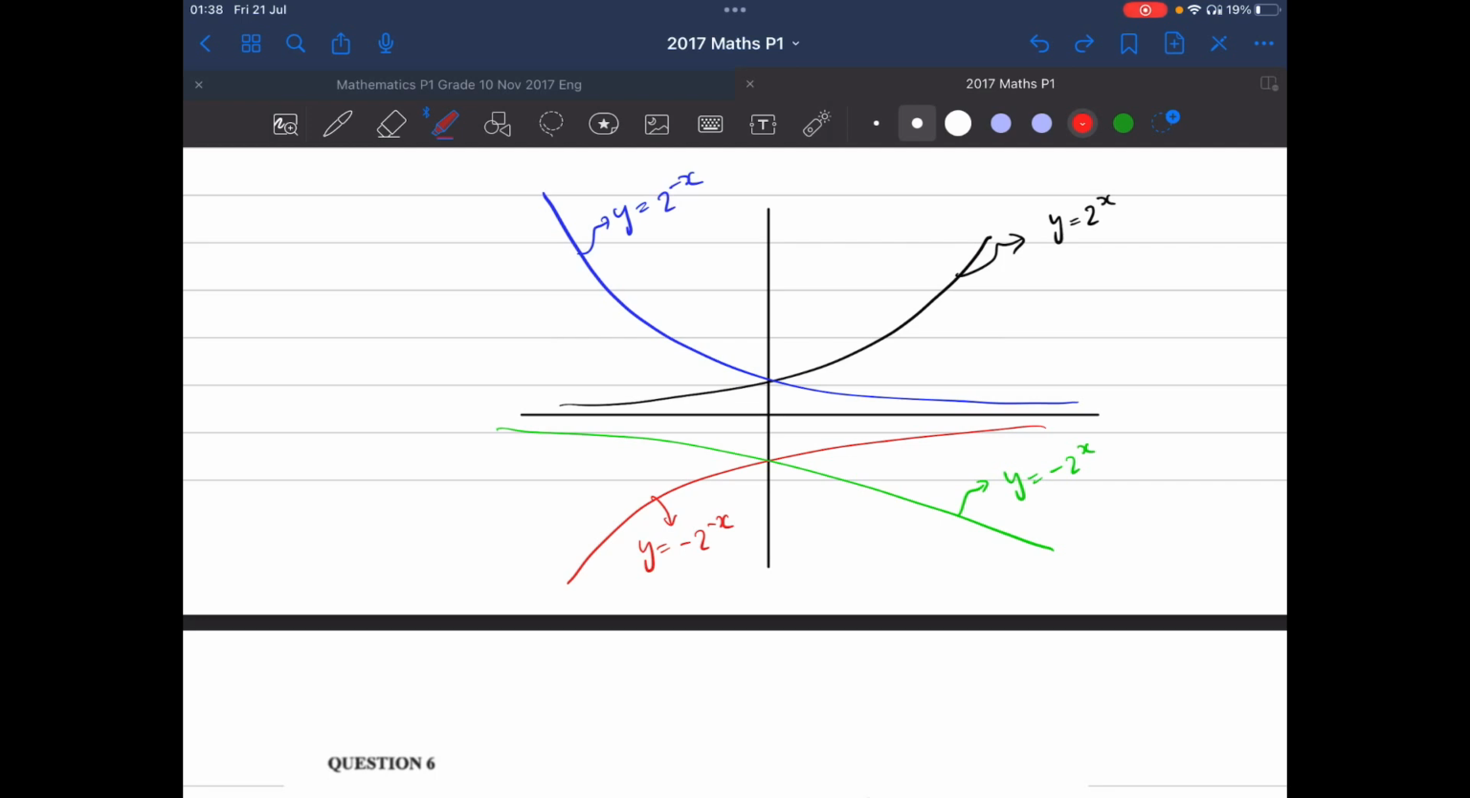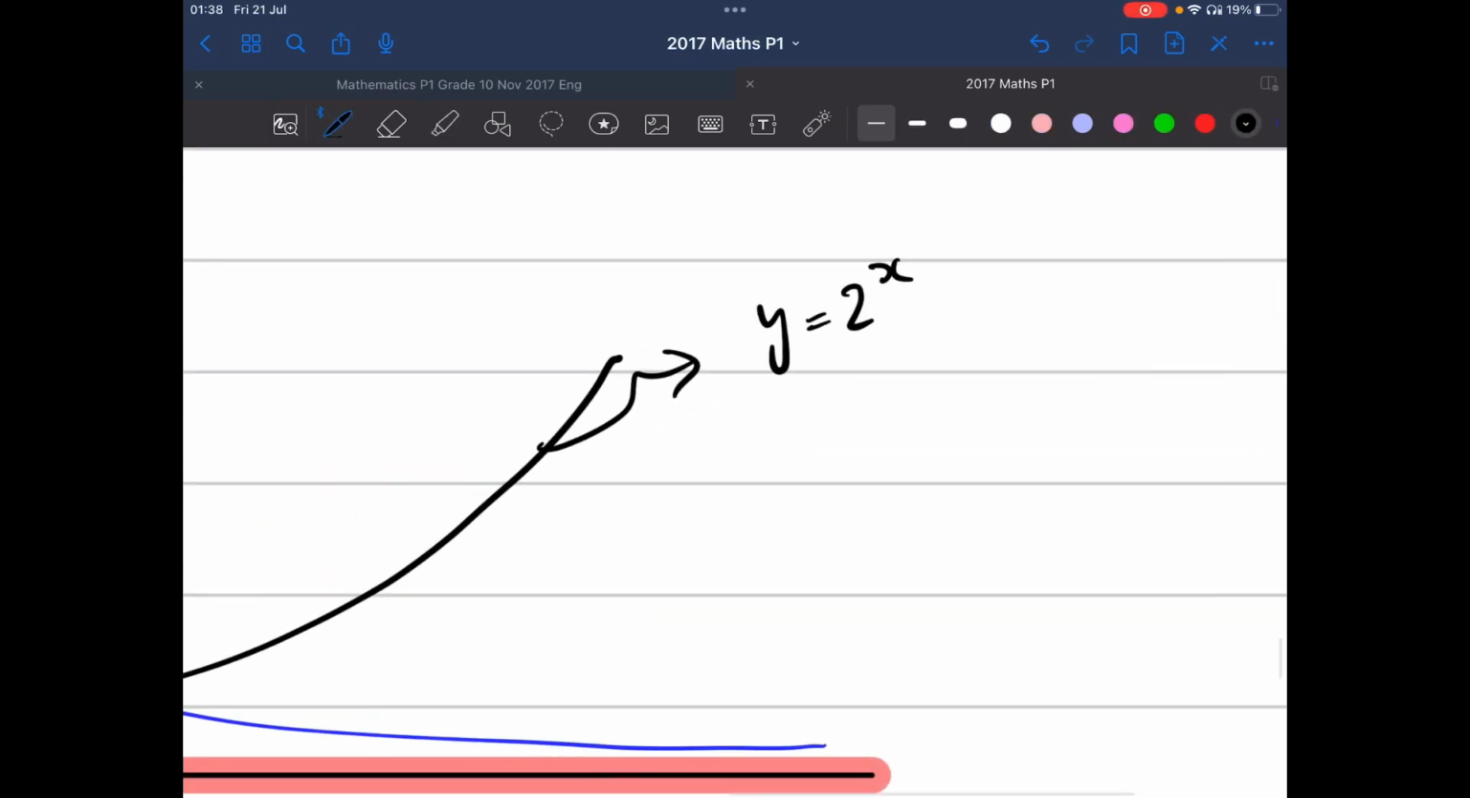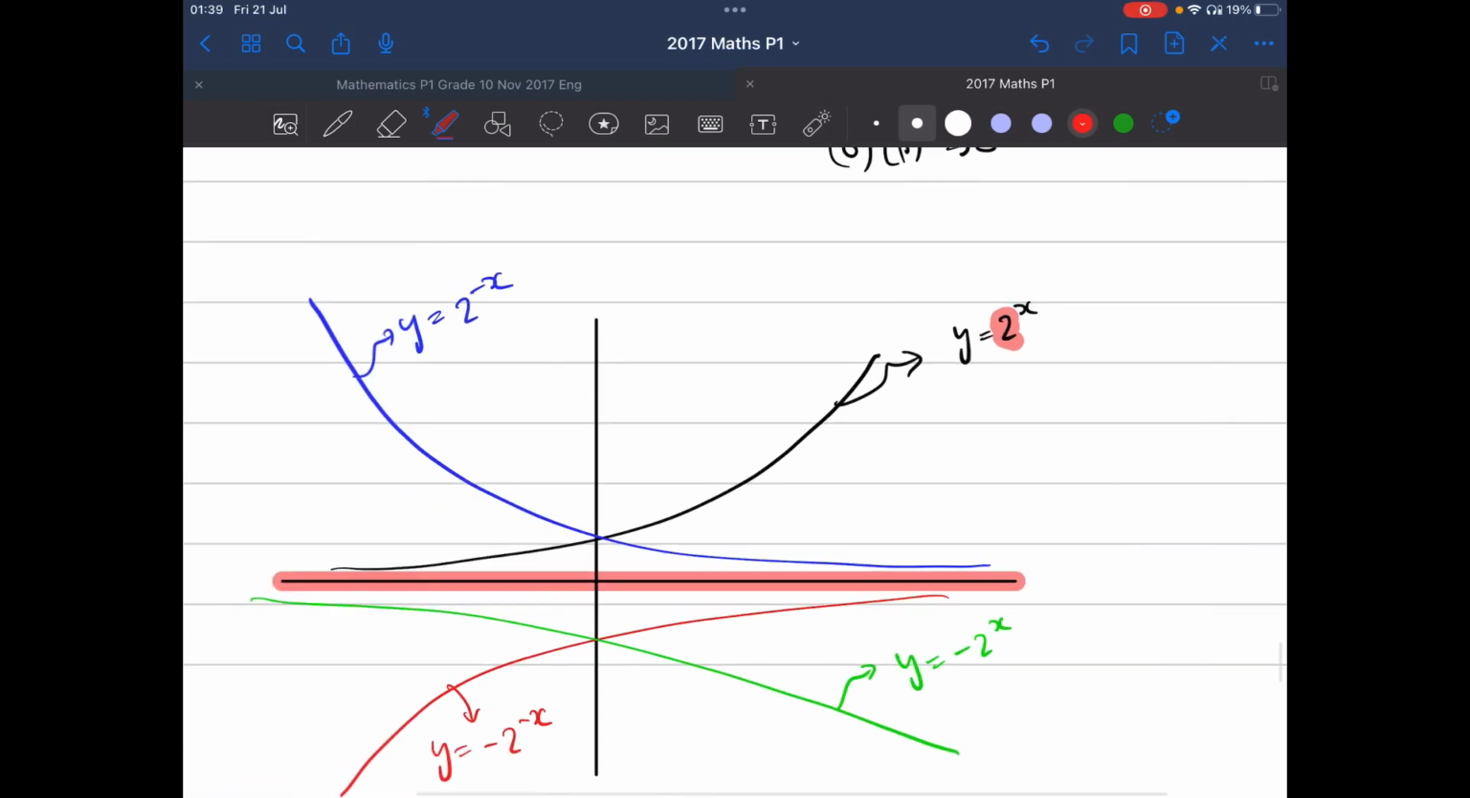you can see that all of them have the asymptotes at the x-axis, okay? And here we have a positive base, let's say rather, for the exponential graph, and that gives us the graph extending that way. Okay, now let's take that same graph with the same base, but we make x negative. So let's look at the blue graph now. We can see it extends towards the negative x values.